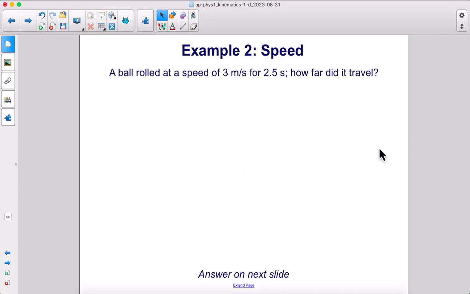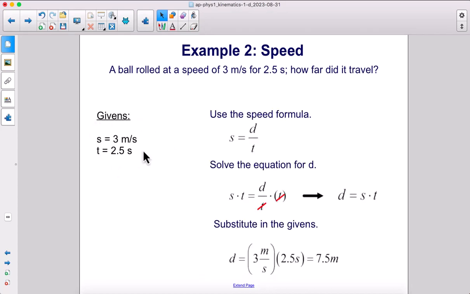A ball rolled at a speed of 3 meters per second for 2.5 seconds. How far did it travel? Here is our list of givens. We have speed and time. We want distance, so we're going to choose this formula, which is the only formula we've learned so far, and solve it for d. So we're going to have to multiply both sides by t so that the t's cancel on this side, and we get an equation, distance equals speed times time. Now we substitute in the givens with their units. You see the seconds cancel, leaving us with 7.5 meters.